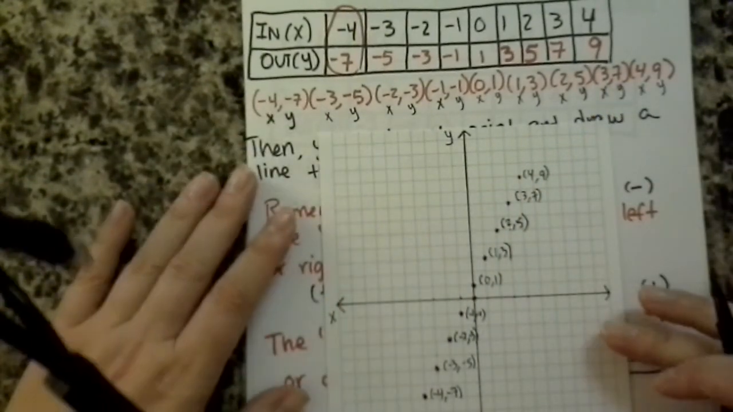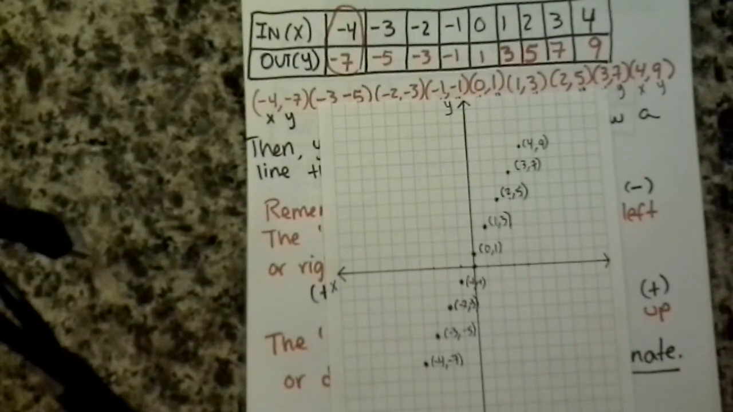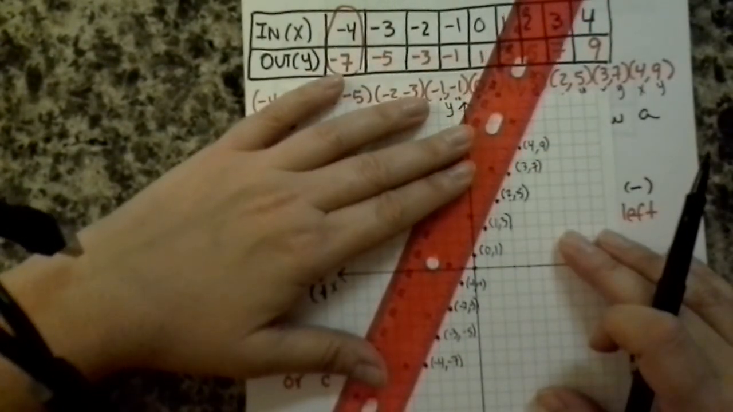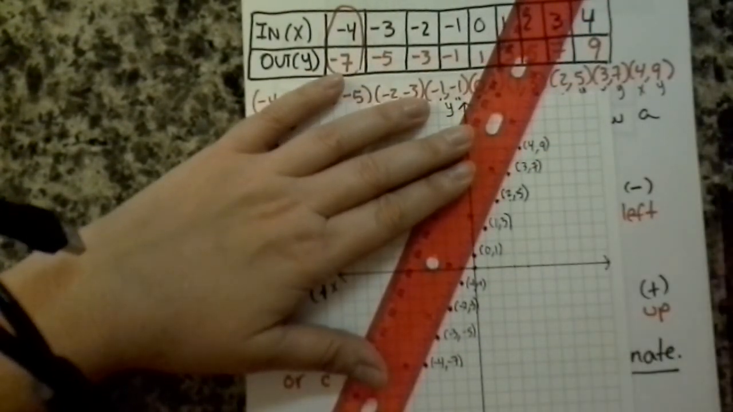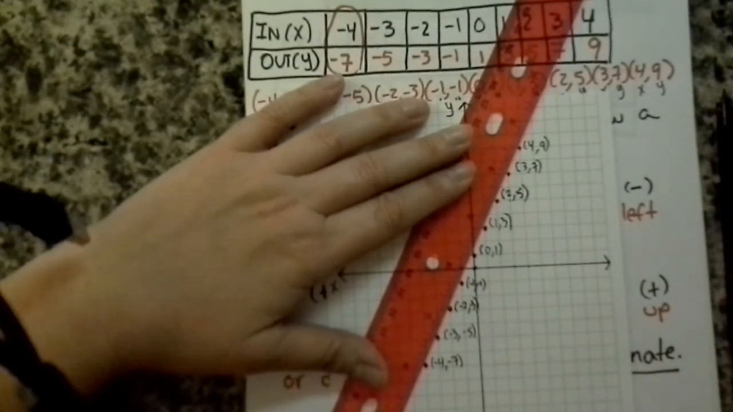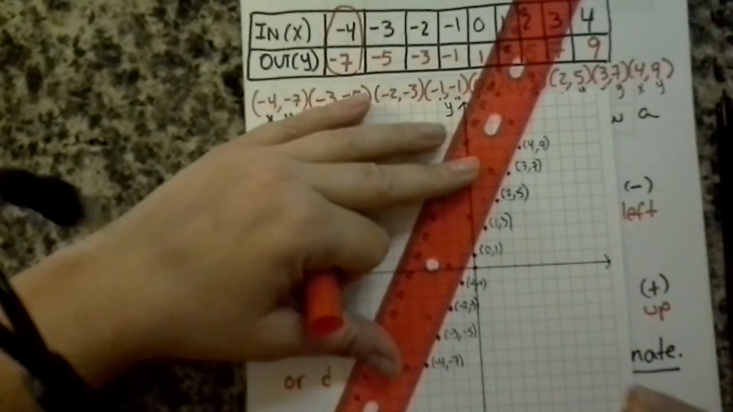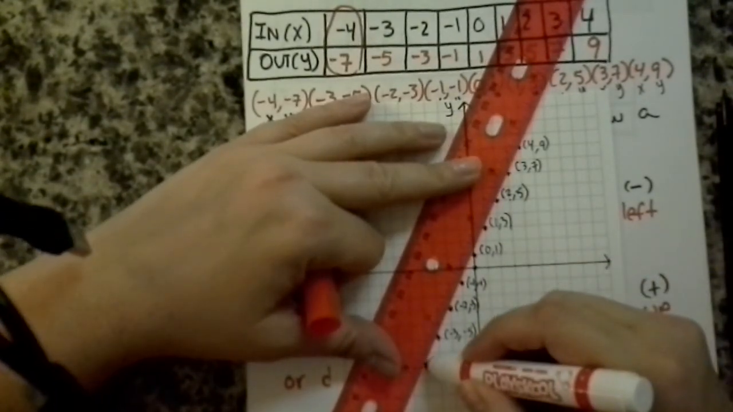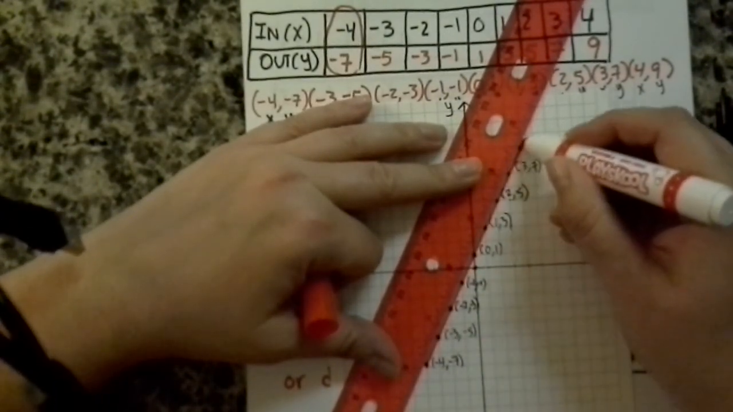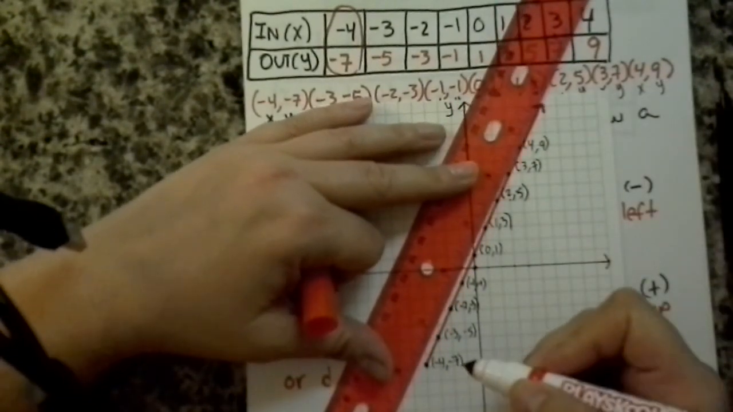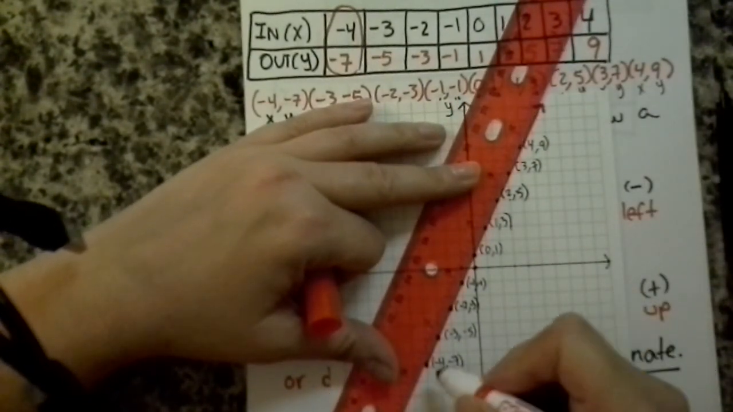I've plotted all of my points. Now I just need to use a ruler and connect them for my line. And I could use a red marker. There's my line, going through them. And when you draw a line, make sure you have your little arrows at the end because that means it continues going.